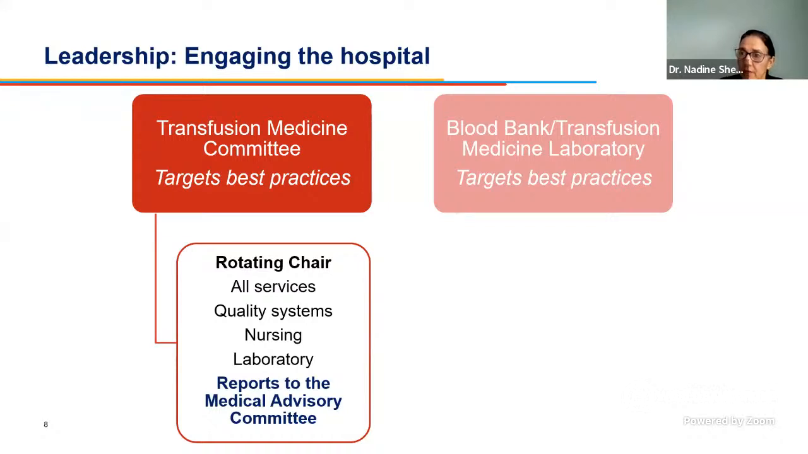There should be a chair of the committee, and I've indicated that ideally it should be a rotating chair. So essentially, what is a rotating chair? That the chair is selected from each one of the services to give them the knowledge, for instance, anesthesia or surgery, about transfusion. So again, they can disseminate transfusion knowledge to their services.